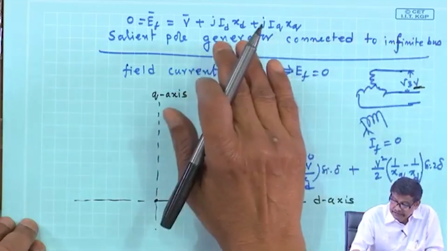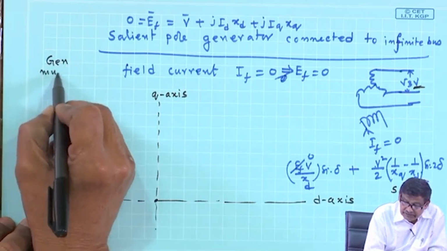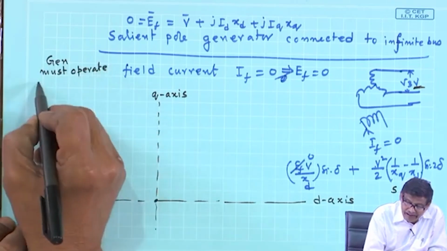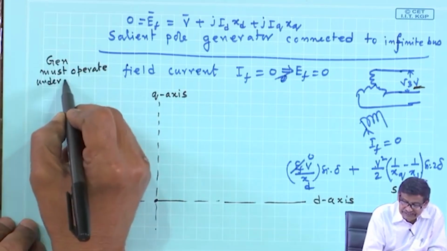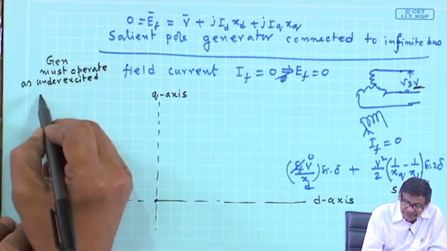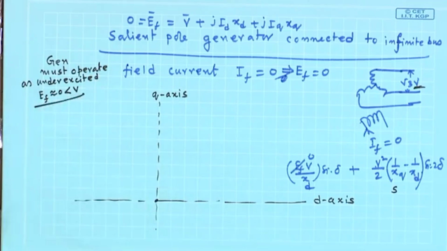After knowing this, it is generator mode. So, this generator must operate as under excited. Why under excited? Because EF, which is 0, is less than the length of V, that is the reason. And I know if a generator is under excited, then it must be delivering leading power factor current.